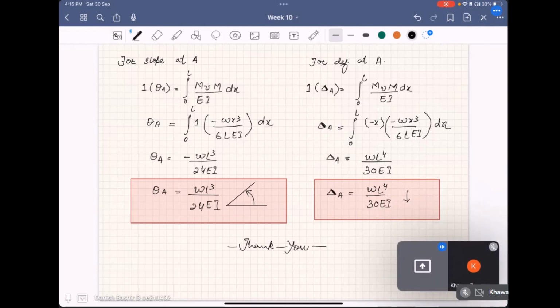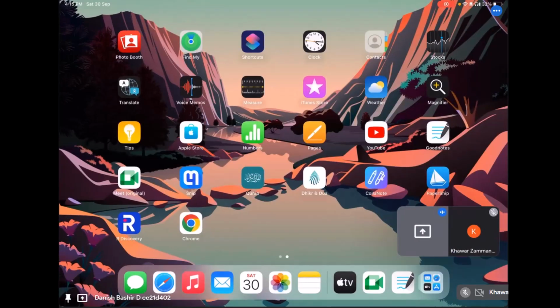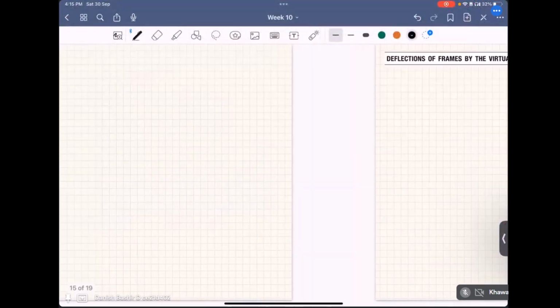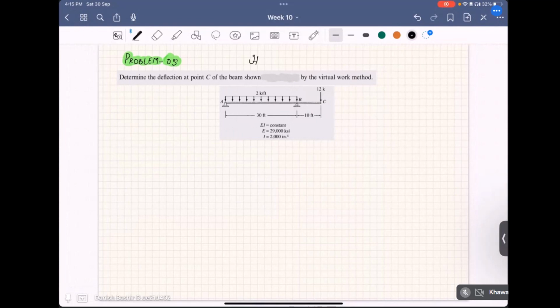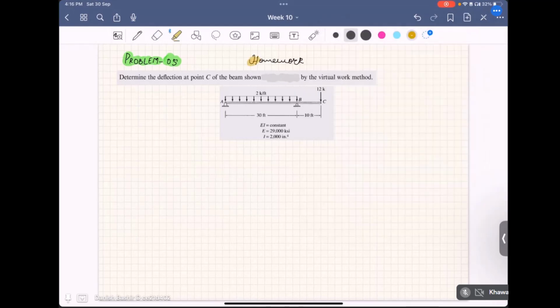One more thing, I have given some more problems here. Please practice them at home. Example problems, okay? This is homework for you.